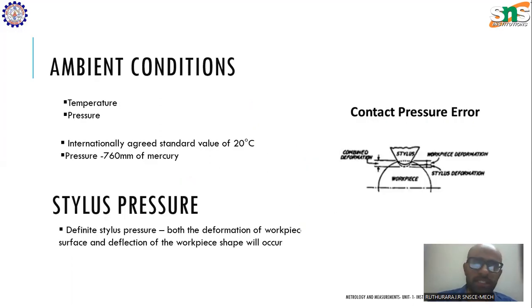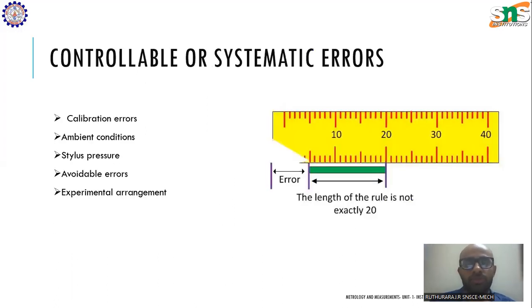So this is regarding the controllable or systematic errors. Systematic errors are errors which occur in the measuring instrument itself. Calibration error, ambient conditions, stylus pressure: all of these come under systematic errors.